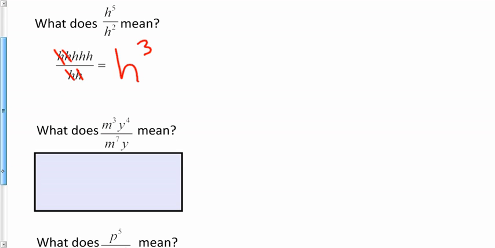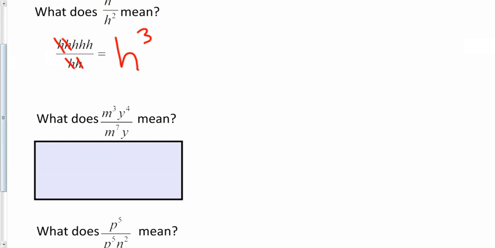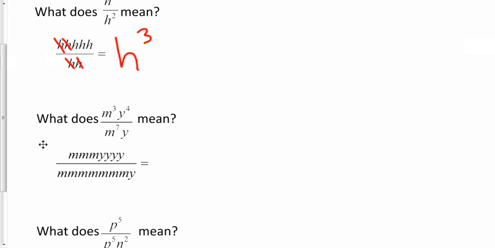If I have m to the 3rd y to the 4th over m to the 7th y, what does this mean? 3 m's in the numerator, 4 y's in the numerator, 7 m's in the denominator, and just 1 y in the denominator. Well, if we look at what is going to cancel out, 1, 2, 3 m's in the numerator, all the m's in the numerator cancel out 1, 2, 3 m's in the denominator. And then my 1 y in the denominator will cancel out 1 y in the numerator. So I'm left with y to the 3rd over m to the 4th.